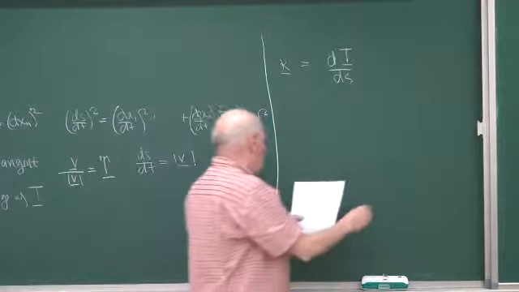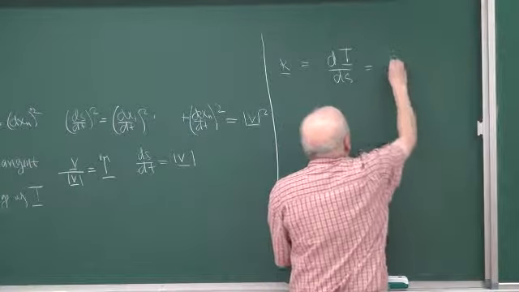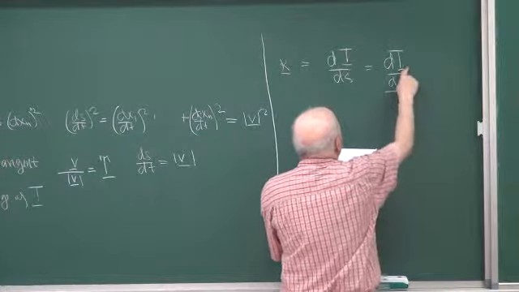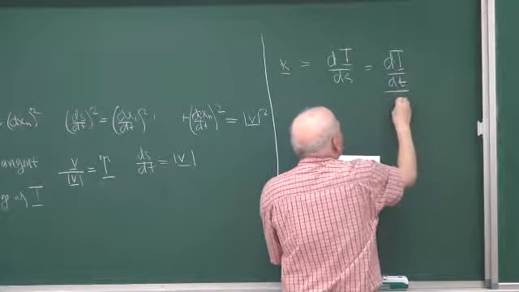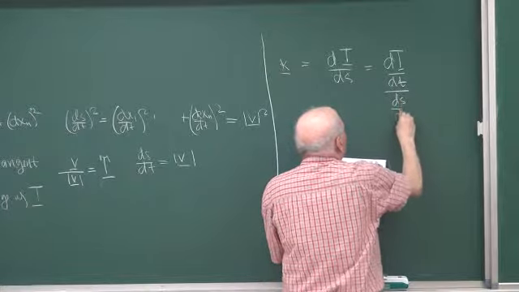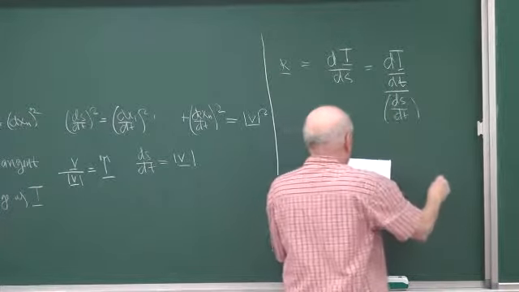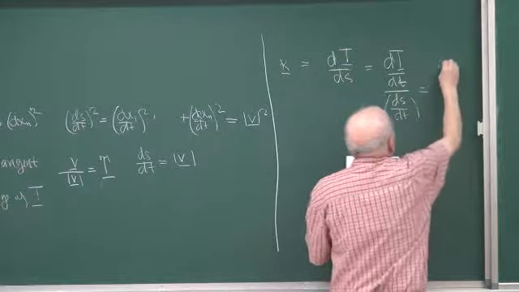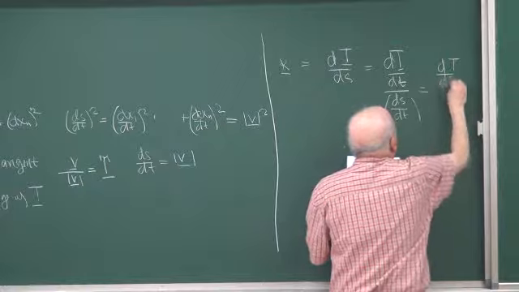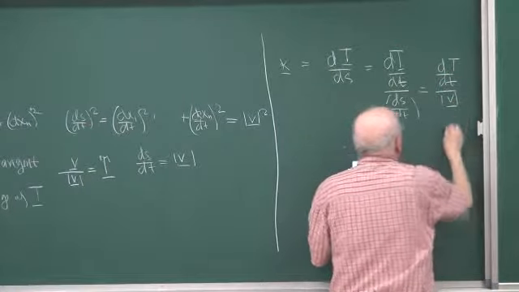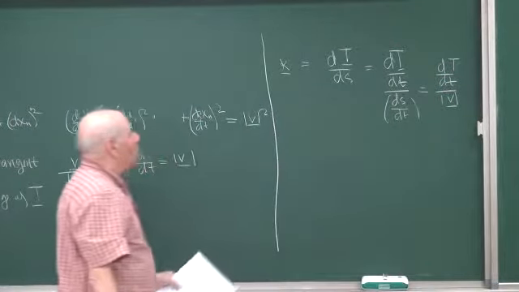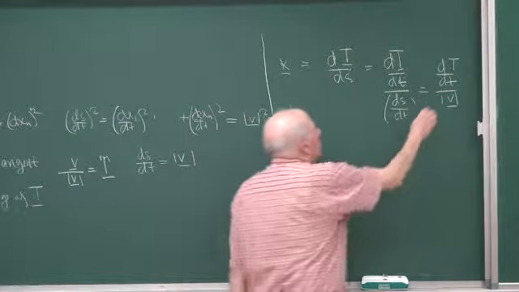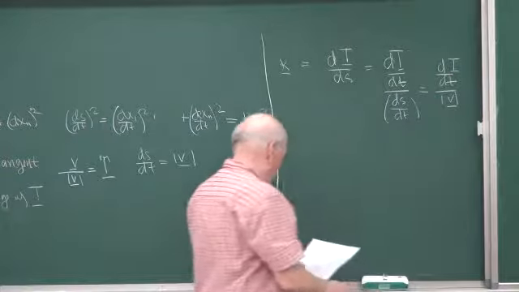Okay, and then I use the chain rule just as a standard exercise. So this is dT/dt, so I have to put the ds/dt in the denominator. But the ds/dt is the velocity magnitude. So it's the rate of change of the tangent vector with respect to time divided by the velocity.